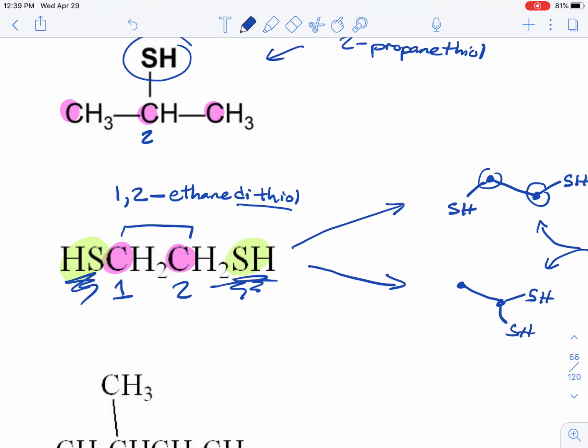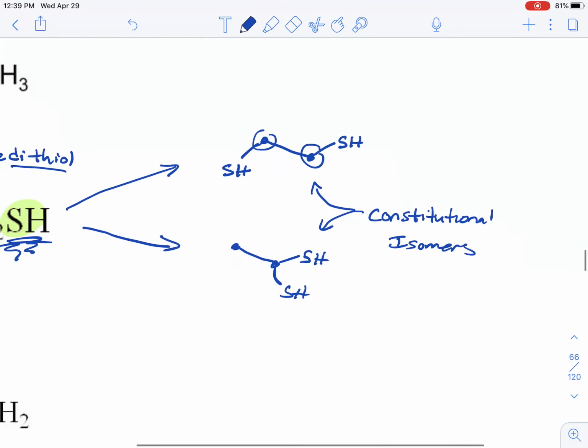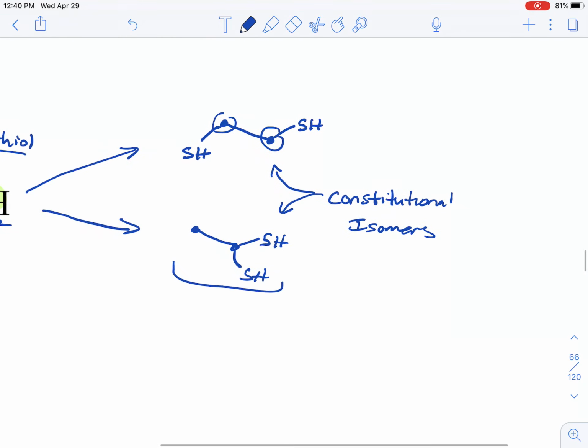So the main point that I was trying to get at was that you would have to tell the reader or your audience that those sulfhydryl groups are on carbon 1. One of them is on carbon 1 and the other one is on carbon 2. If you were to name this isomer, then you would have to say 1,1-ethanedithiol. Okay.